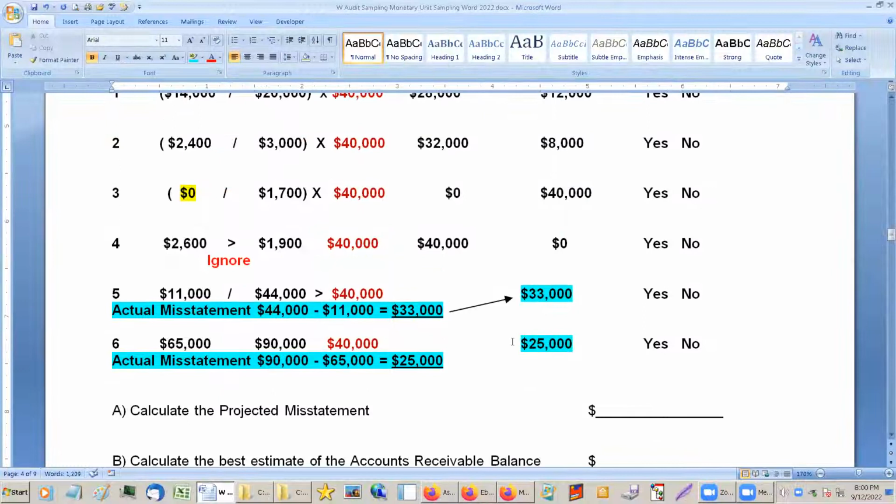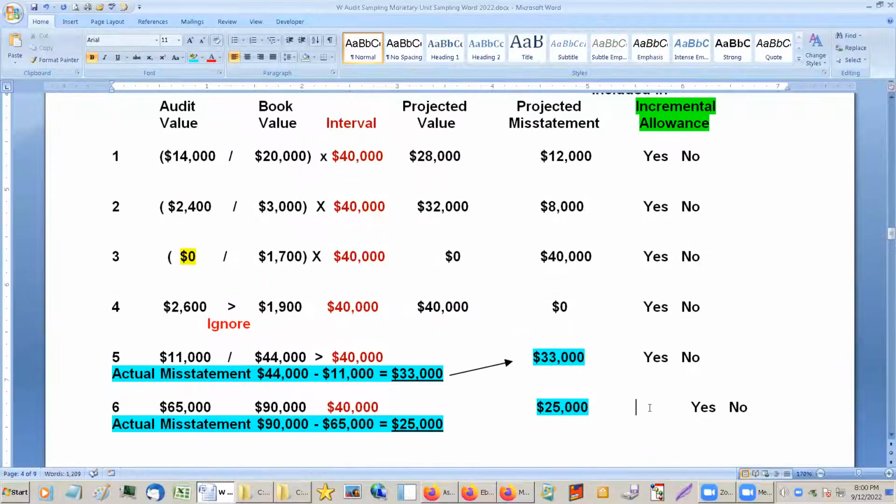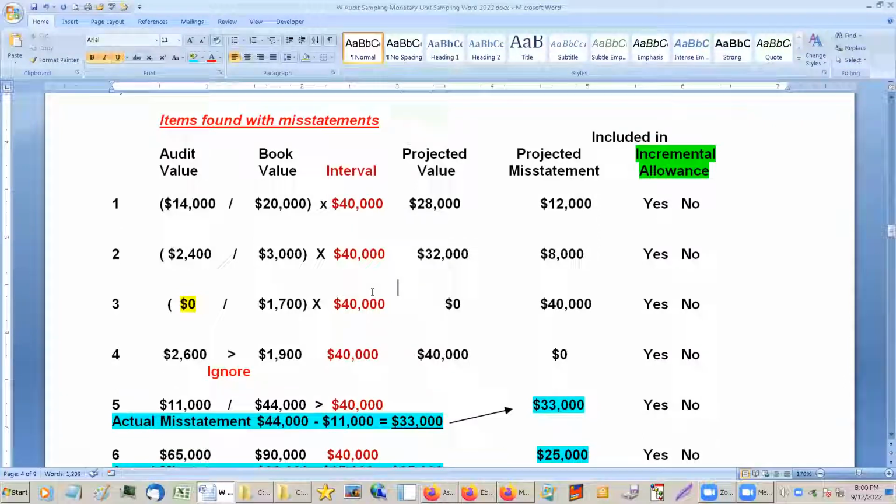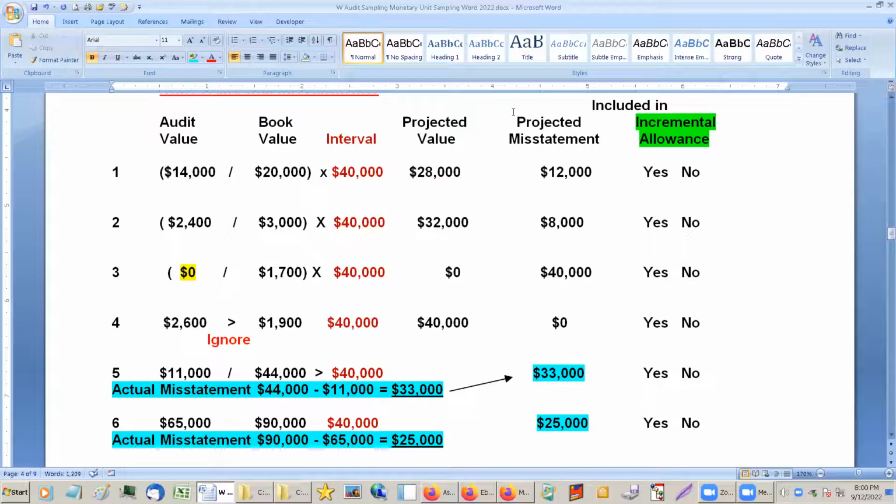Okay, so now notice that a lot of times they'll do this in the problems they give you for this method: these are the items that were found with misstatements. In other words, these were the only ones that we found that had problems. The rest of these didn't have problems. So we're just gonna look at the misstatements here.